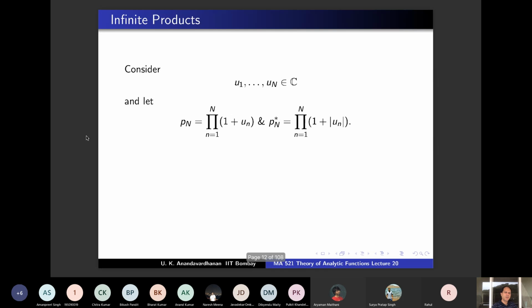So this is a partial product, and when you put the modulus to this un, I have put a star. So this is exactly this partial product where there's a modulus, and that is this star. And now we have an elementary observation, right? You know that if x is a positive number, then 1 plus x is less than or equal to exponential of x. Mod un is positive, so you have this inequality. This inequality you can apply to each of these uns, and you multiply all these inequalities.